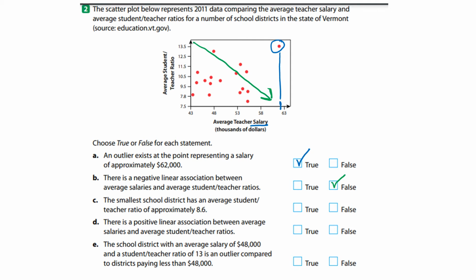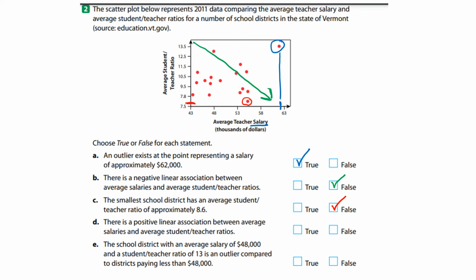Letter C, the smallest school district has an average student to teacher ratio of approximately 8.6. So again, the smallest school district would be this point down here, which is about 7.6, not 8.6. So that statement is also false.